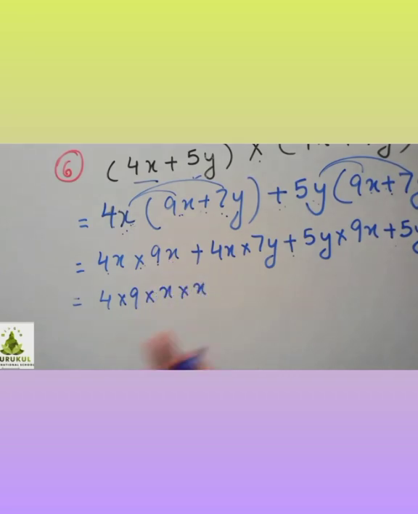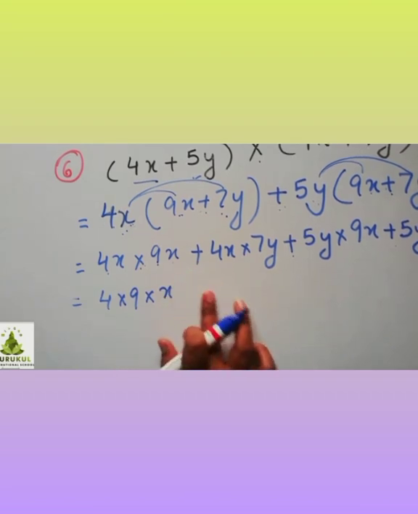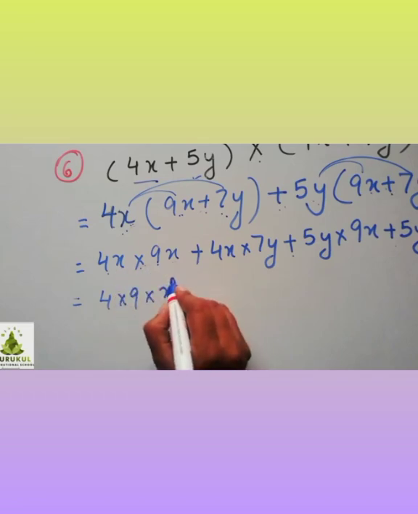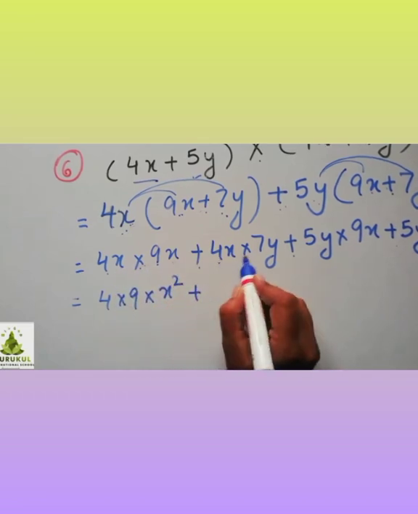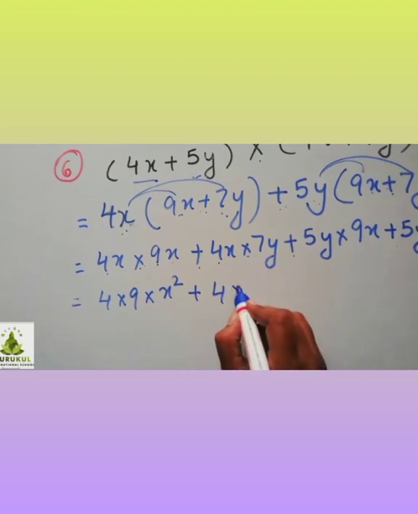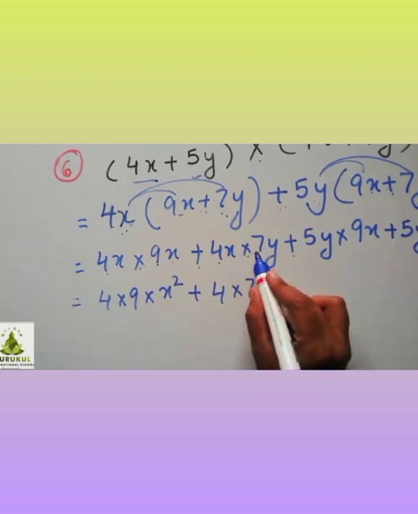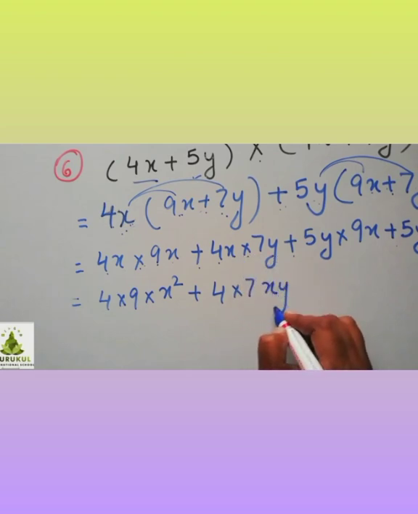Is it clear? This way, you can write it as x square. So I will combine and write x into x is x square. Now what is the sign here? Plus. Now 4 into 7. Coefficient is 4 into 7. What are the variables? x into y. Now x into y is xy itself. Is it clear to you?